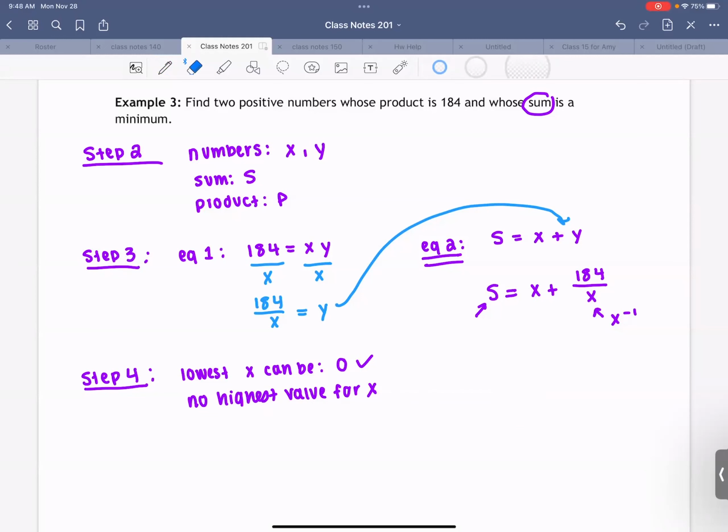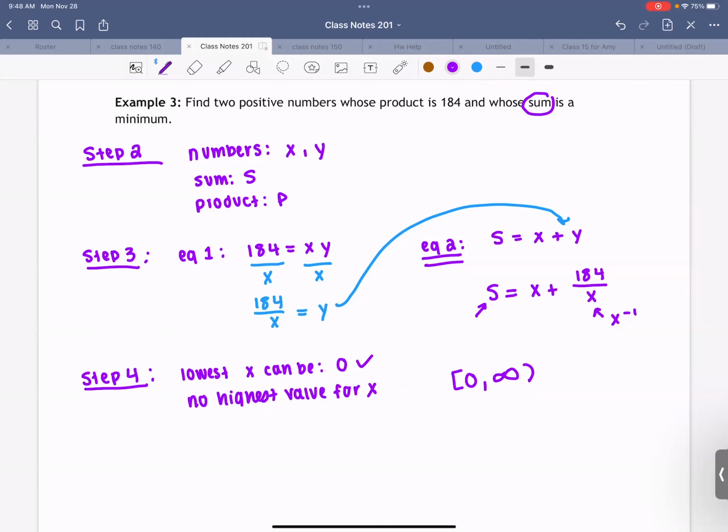So I don't actually have a closed interval this time, right? I do have a closed bracket for 0, but my outer bound is actually positive infinity. So there's no highest value for x here.